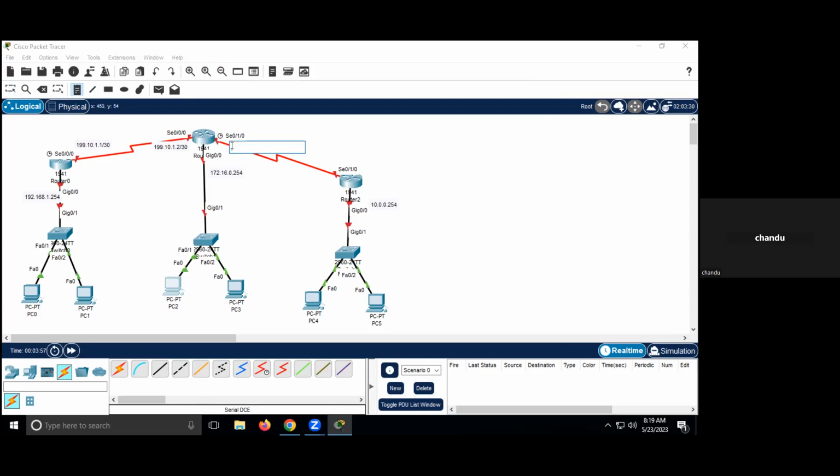And here I'll give 200.10.1.2 /30, and 200.10.1.1 /30. This is 199, 199, 210.1.2, 210.1.1.